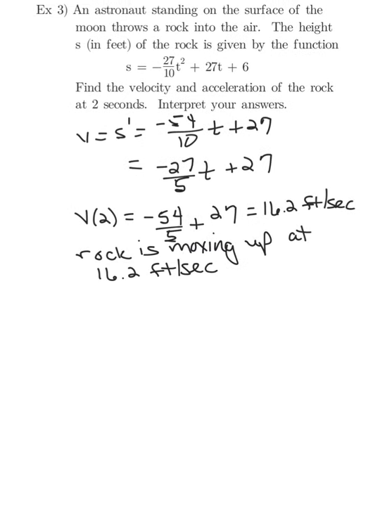Now we need to do acceleration at 2. Acceleration is the second derivative. So do the derivative of the first derivative, which will be negative 27 over 5. It's a constant. If we want to make this into a decimal, we can. We can think of it as negative 5.4. So what's happening here is that the acceleration is always negative 5.4.